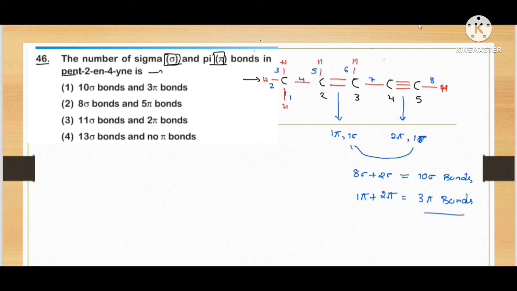Now let us verify the given options. Here the fourth option contains no pi bonds, so eliminate the fourth option. The number of pi bonds in the third option is 2, so eliminate the third option also. Here option 2 contains 5 pi bonds, so eliminate option 2 also. Now let us verify option 1. Here 3 pi bonds and 10 sigma bonds are present. So our answer is A, the correct answer.